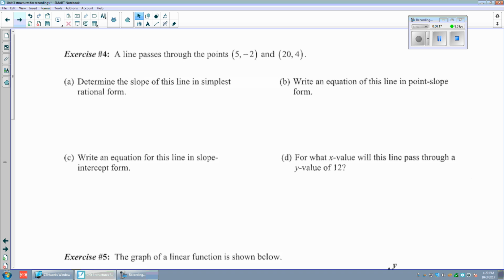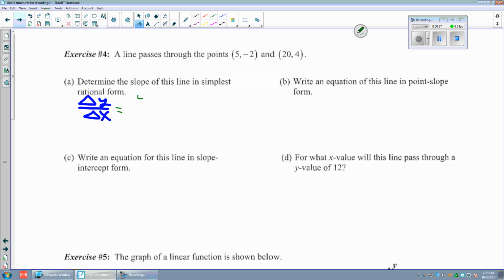A line passes through the point blah and blah. Determine the slope of this line in the simplest form. Got it. Slope. Delta y over delta x. Hey, is this like the section 2 video? Because it's just saying delta y over delta x all the time. Slope is a pretty important thing.